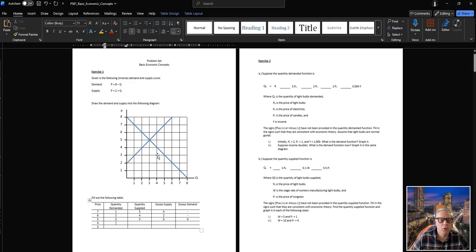At the price of 4, quantity demanded is 4, and quantity supplied is 2. Now we don't have any excess supply, but we have excess demand of 2. At the price of 3, quantity demanded is 5, and quantity supplied is 1. So now we have excess demand of 4.